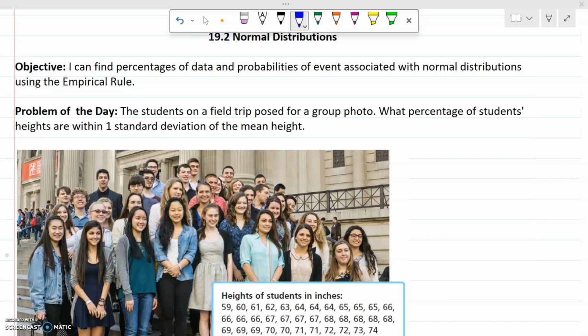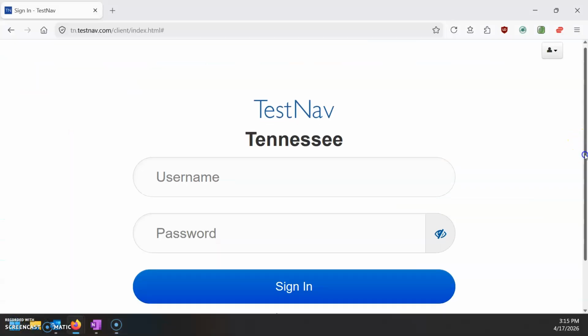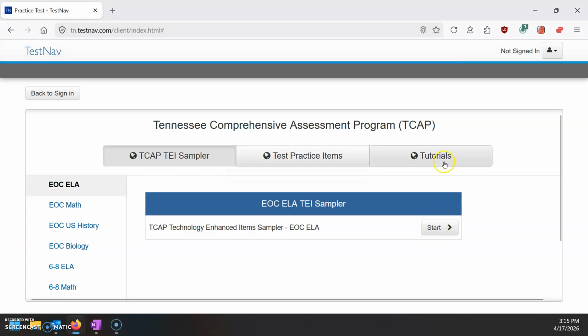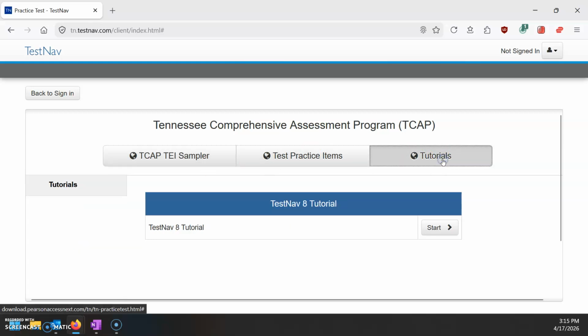But believe it or not, you can actually take your scientific calculator or graphic calculator and throw this list in, and it'll do all the work for you. So let me show you how to get to that right now. If you're on your TestNav program, you go down to your tutorials and launch your calculators.